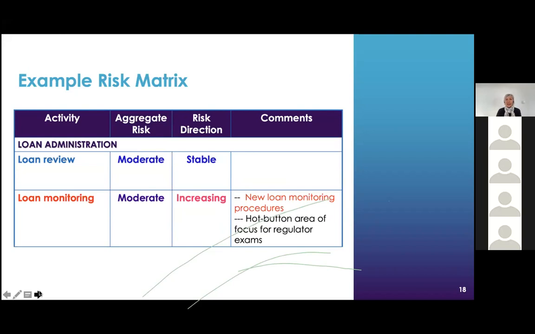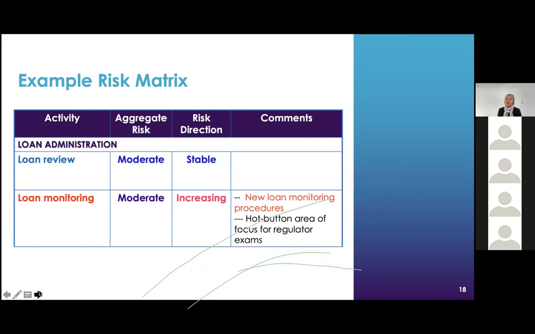So the next one was loan administration. And if we look at loan monitoring, the aggregate risk was moderate. There were good policies and procedures in place. And the quantity of risk also, since it was acceptable risk management practices, was moderate, but the risk was increasing. And why was it increasing? Because there were new loan monitoring procedures in place that, as I'm acting like the risk management unit, we didn't feel management understood, and we were worried they weren't doing it or understanding these new monitoring procedures.